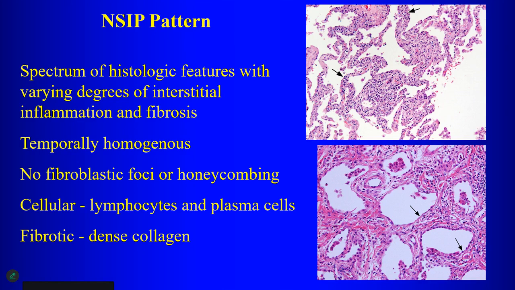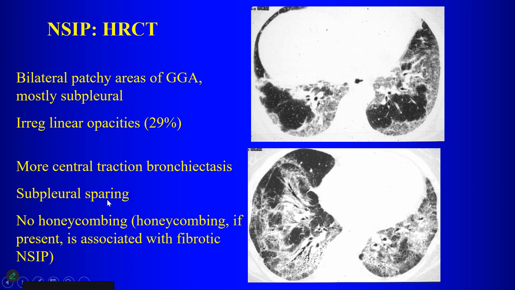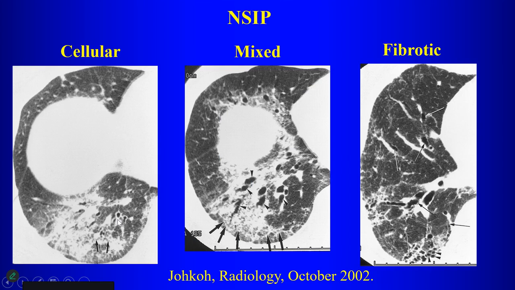And so it's temporally homogeneous as opposed to UIP, which is temporally heterogeneous with the NSIP pattern. Ground glass opacities, consolidations, reticular changes on the chest radiograph tends to have a basilar and peripheral distribution. The findings on CT: ground glass opacity, traction bronchiectasis, subpleural sparing. No honeycombing. Sometimes there might be honeycombing, but that's associated more at the fibrotic end of the spectrum with NSIP.